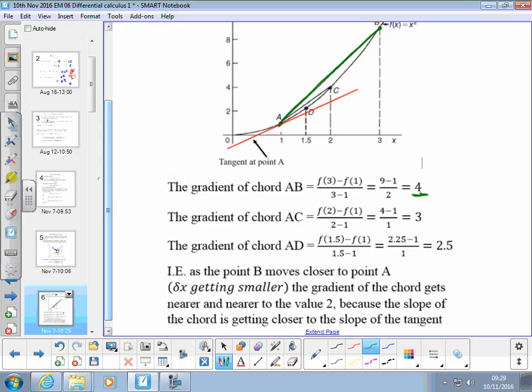If we take it down a little bit further, what we're interested in is the gradient at point A. So if we take it down a little further to point C, our top line becomes the function at 2. 2 squared is 4. Take away 1 squared. We end up with a gradient equal to 3. The gradient of the chord AD, so we bring it closer still, 1.5. 2.25 divided by 1. 2.25. I got that wrong, didn't I? What's 1.5 squared? Not having a good morning this morning. It is 2.25. So that should be 1.25 over 1, so 1.25.